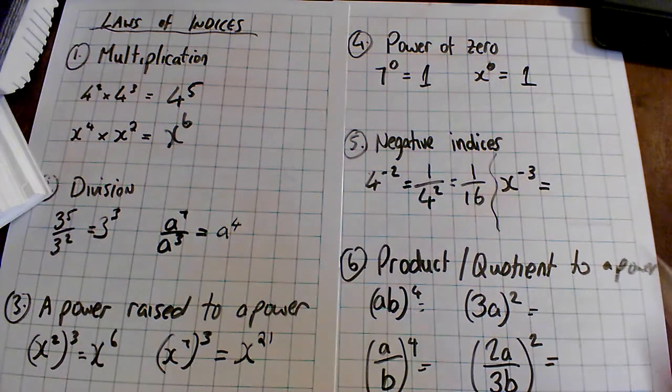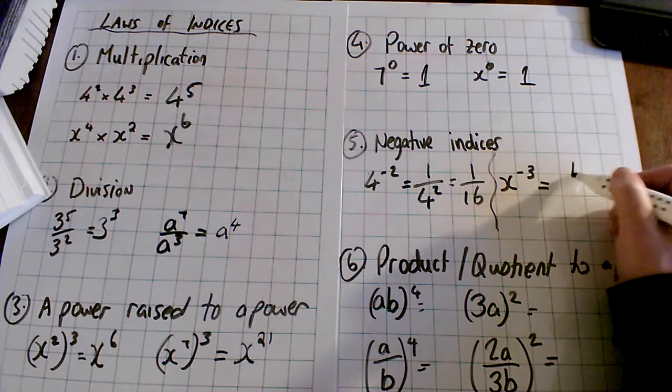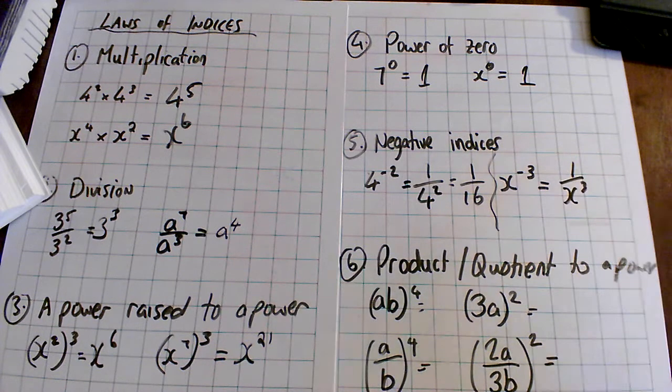X to the power of minus 3 is the same as saying 1 over x to the positive 3. So when it comes below the divide sign, or the bottom of the fraction sign, it becomes positive. So if it was x to the power of minus 4, it would be equal to 1 over x to the plus 4. Again, take down that yellow box on page 326 as well.